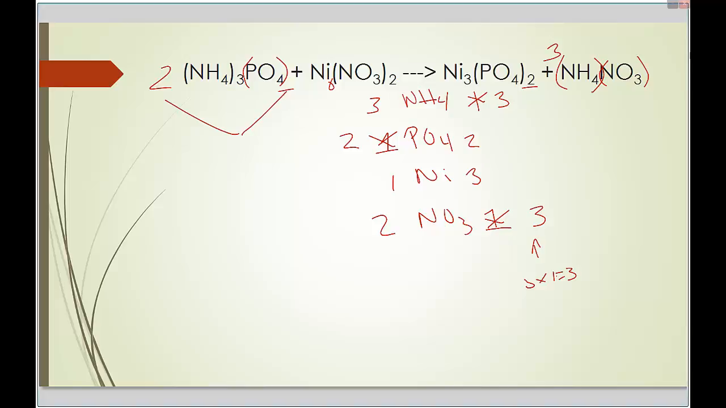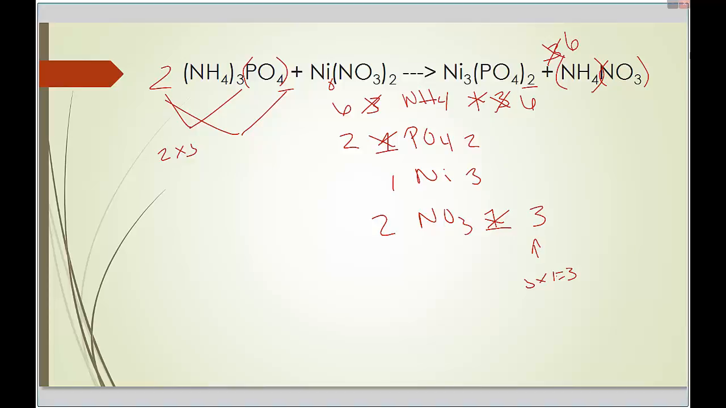That, in the process, messed up my ammonium. So I'm going to go back and fix that. I now have 2 times 3. I actually have 6 ammoniums now. If I go back to the right-hand side, this is no longer balanced. Instead of having a 3 there, I'm going to have to put a 6, to balance out the left-hand side.